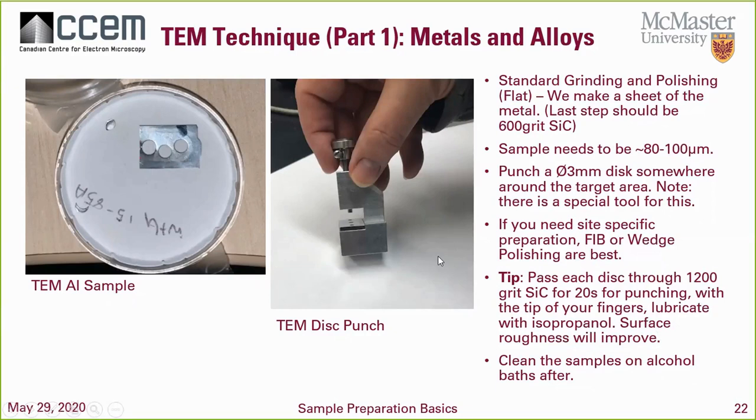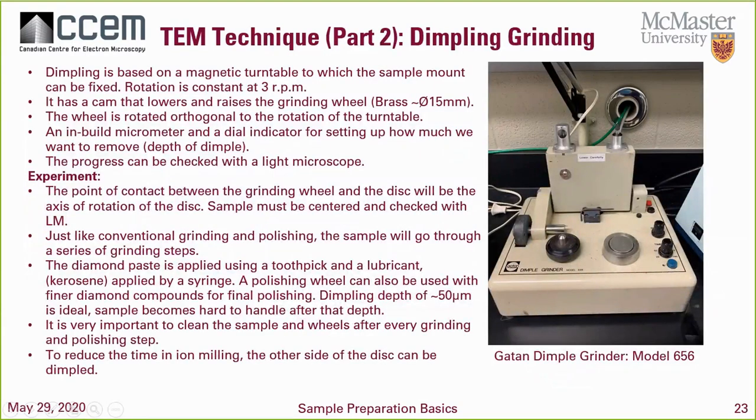Now, you can put your samples straight into an ion mill here and prepare it, but we're talking about a day or two of ion milling, okay? So to add further help to this preparation method, we're going to do a process called dimple grinding. Dimple grinding is based on a magnetic turntable, this one here, and the sample will be mounted here, fixed. Usually the sample is fixed on a tiny little puck, and it's centered using a tiny little microscope that comes with the machine, because we want to target the center of the sample. If we target an edge of the sample, we might be outside of the boundary for a good TEM observation. So you've got to keep those things in mind.